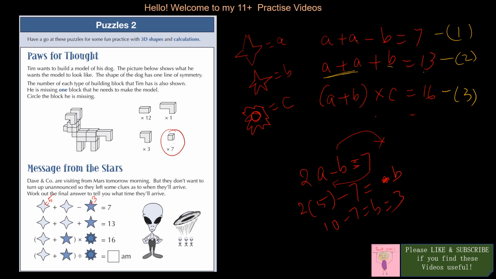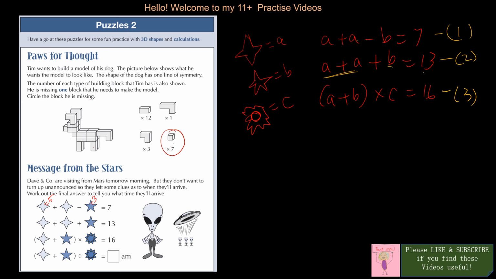Okay, so then what is the next one? To find what C is, let us put the values of A and B in equation 3. A is 5, B is 3, times C is 16, or 8C is 16, so C is 2 because it's 16 divided by 8. So this is 2.